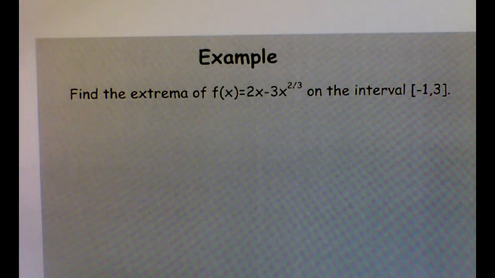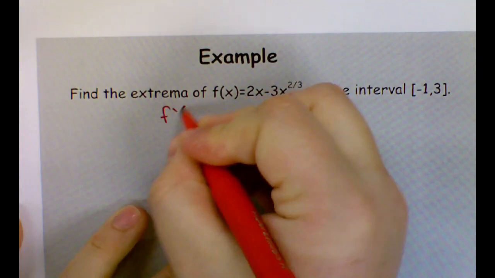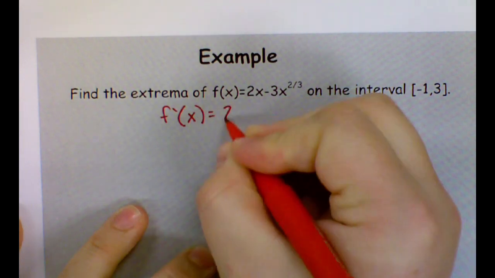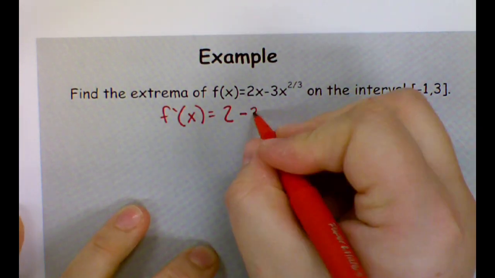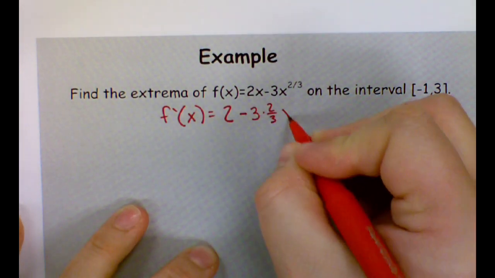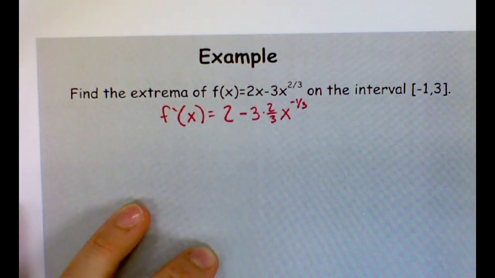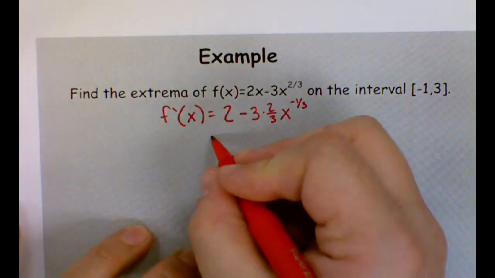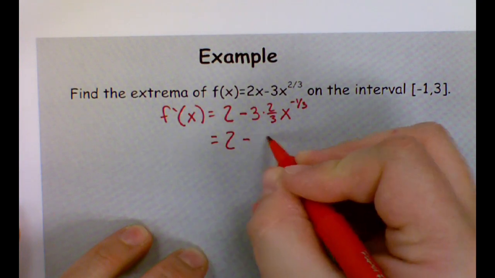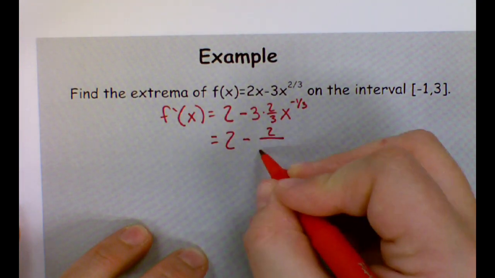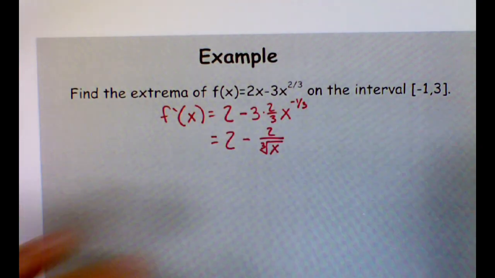F of x is this. We want the interval -1 to 3. Well, we want the derivative first. F prime of x equals 2 minus 3 times 2/3 x, subtract 1 makes it x to the -1/3 power. All right, let's rewrite that: 2 minus 2 over the cube root of x. That's what I got going on.